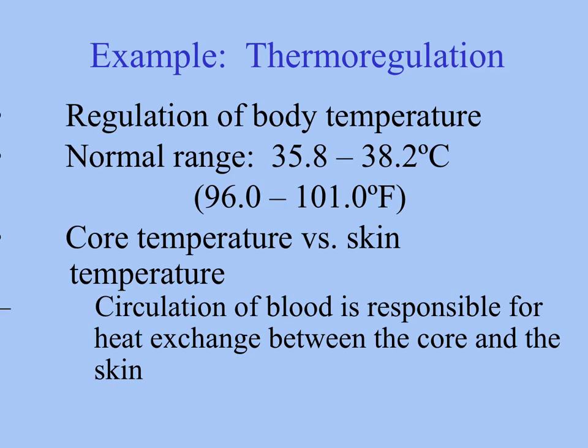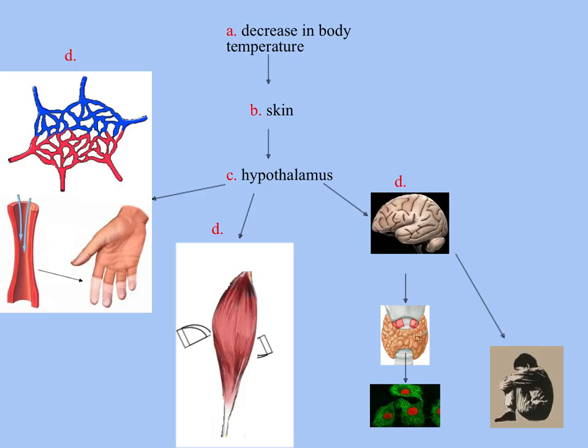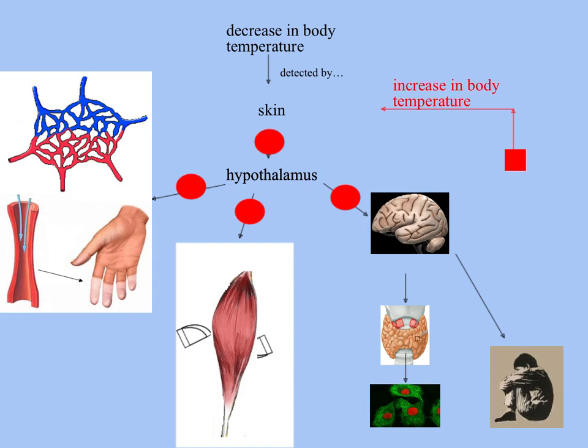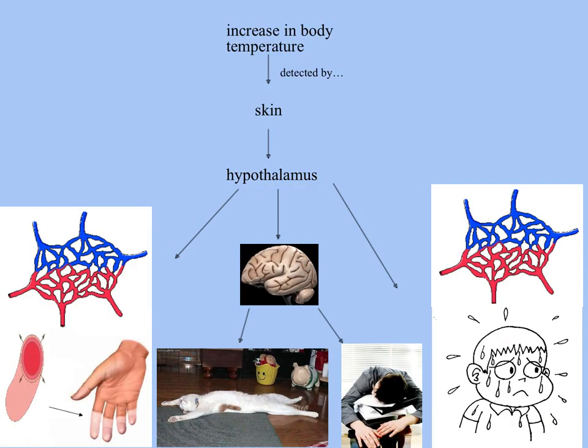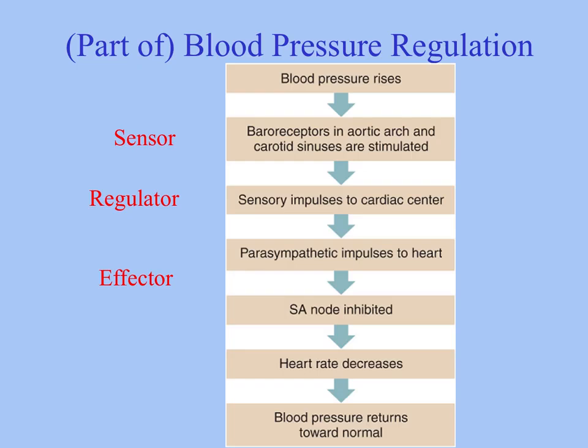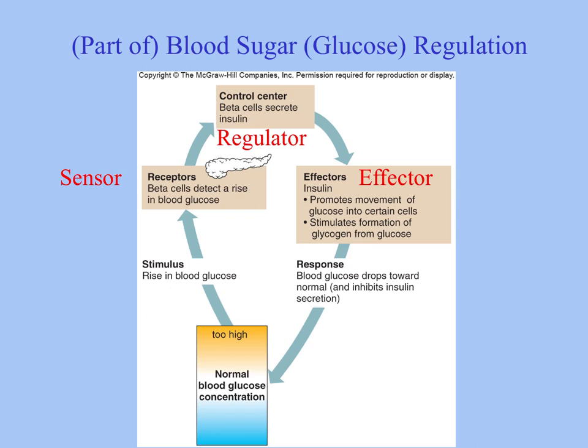And then more specific examples of negative feedback, temperature regulation in the body. Again, I'm not going to go through it in any detail. It's just a series of events that happens when you have a decrease in body temperature, what leads to an increase in body temperature, and then the reverse of that as well. Another example is one side of blood pressure regulation, one side of blood sugar regulation.